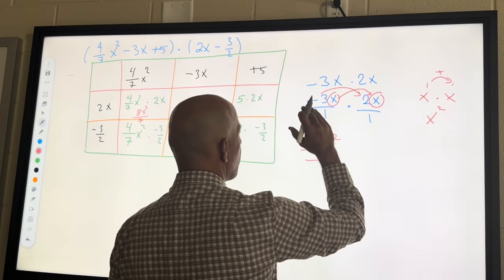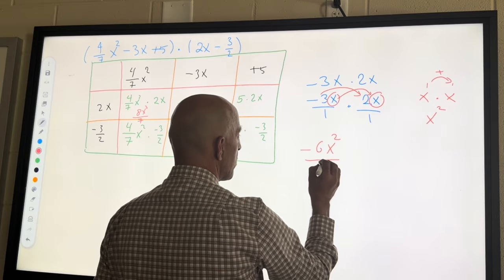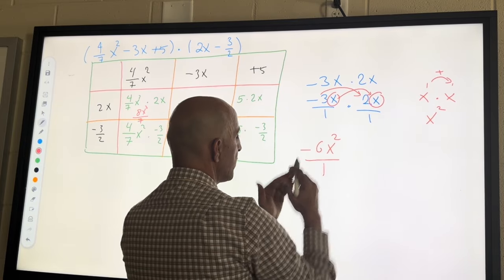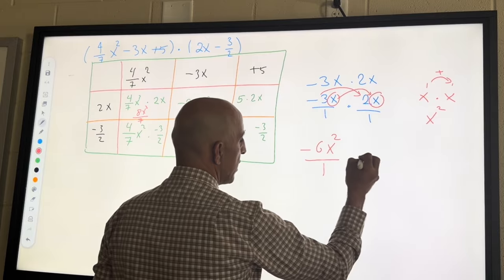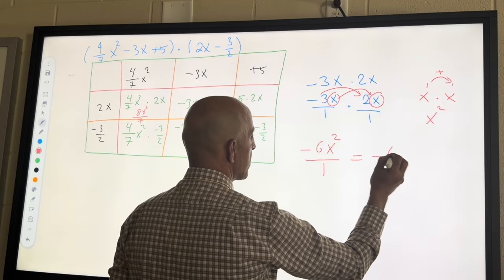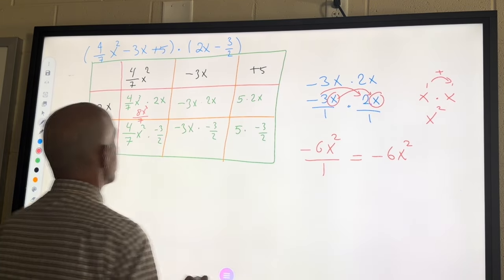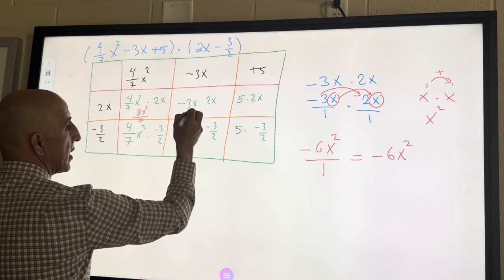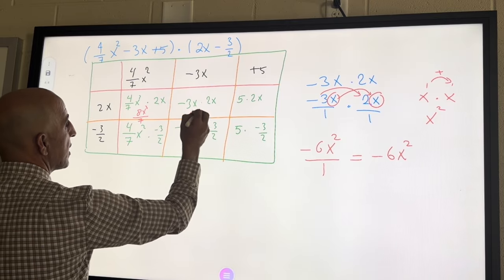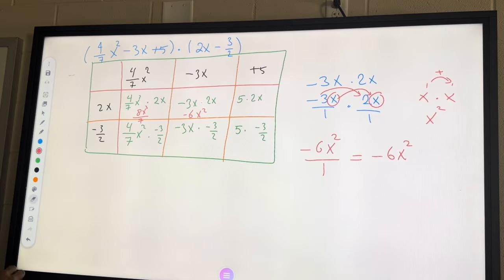Of course, if I have 1 multiplied by 1, which is 1. Now, if you divide anything by 1, it gives you the same thing. So the answer will be 6x to the power 2. So the answer here is negative 6x to the power 2.